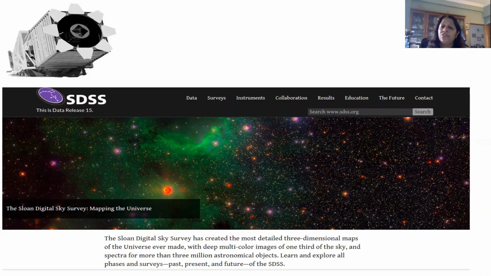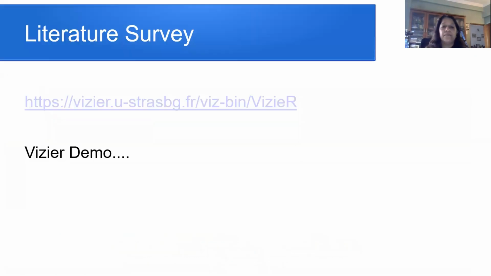SDSS, I already mentioned to you earlier. This is the Sloan Digital Sky Survey, which has the most detailed 3-dimensional maps of the universe ever made. And this is already into DR15. If you go to the Sloan website, you can look at the data, surveys, instruments, collaboration, and education, and you can see the publications that people have done using this. So spend some time looking at the SDSS site.